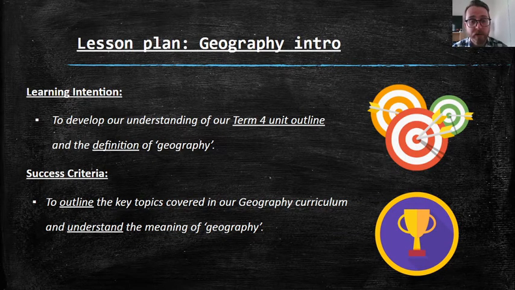We're looking at developing our understanding of our Term 4 unit outline. So what are we looking at this term? And the definition of geography. So what does that word actually mean? Success criteria is to outline the key topics covered in our geography curriculum and understand the meaning of geography.